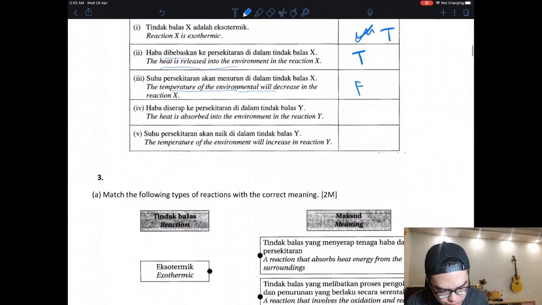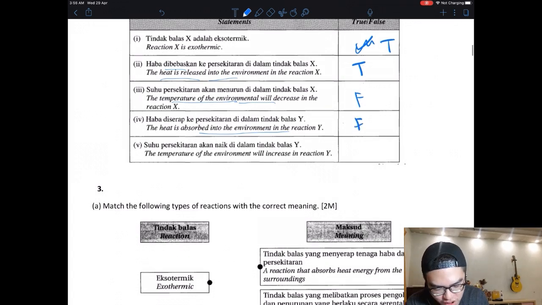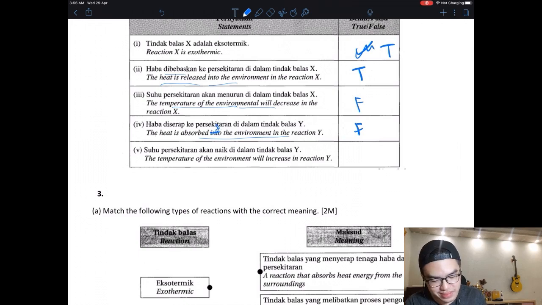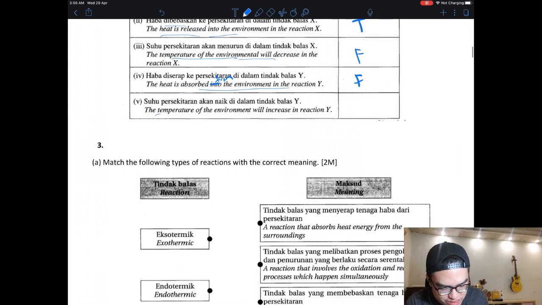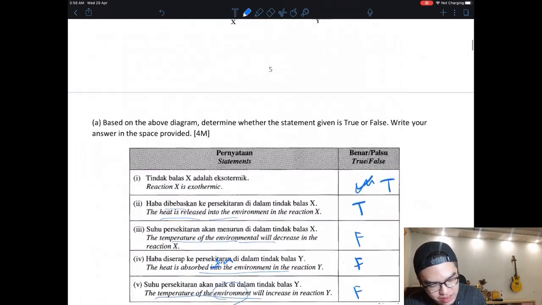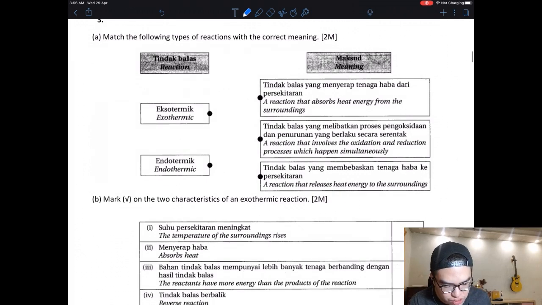Okay, heat is absorbed into the environment. You see, this is a trick question. Heat is absorbed into the environment. This is false. Not absorbed into the environment, absorbed from the environment. Okay, you see how they trick you, this kind of question. The temperature of the environment will increase in Y. False. Okay, surrounding actually decreases. It will be colder. Okay, so what is exo?